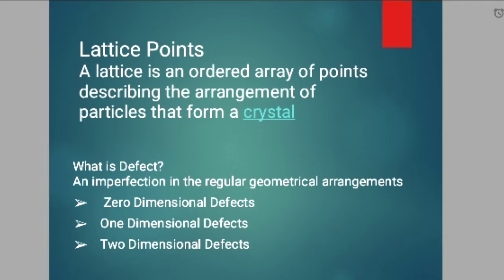And the important parameter is defect. What do you mean by defect? Defect means an imperfection in the regular geometrical arrangement. As the name insists, it is a defect. If there is any discrepancy in the geometrical arrangement, that is, if the atoms are not properly arranged, you can call it a defect. And these defects are categorized in terms of dimension: 0 dimension, 1 dimension, and 2 dimension.